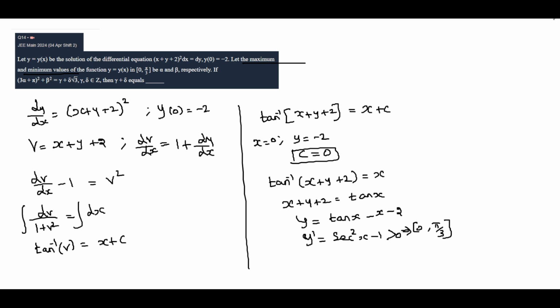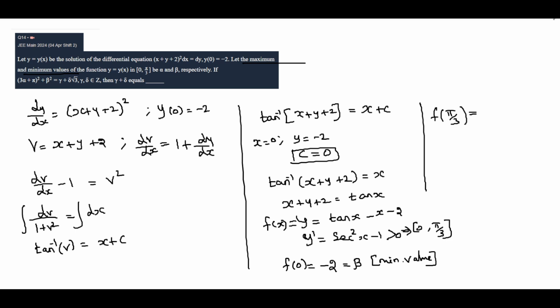Okay, so f of 0, you have to check, this is nothing but f of x. So f of 0 means it is minus 2, it is the minimum value, that is beta. And f of pi by 3 is equal to tan pi by 3, that is root 3, minus pi by 3 minus 2.